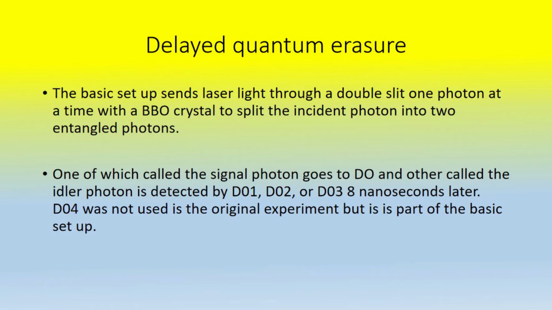The basic setup sends laser light through a double slit, one photon at a time, with a BBO crystal to split the incident photon into two entangled photons. One, which is called the signal photon, goes through detector 0, and the other, called the idler photon, is detected by detector 1, detector 2, or detector 3, 8 nanoseconds later. Detector 4 was not used in the original experiment, but is part of the basic setup.